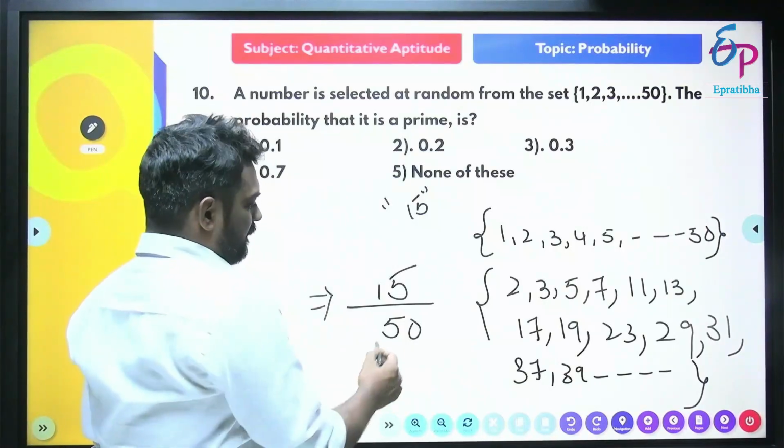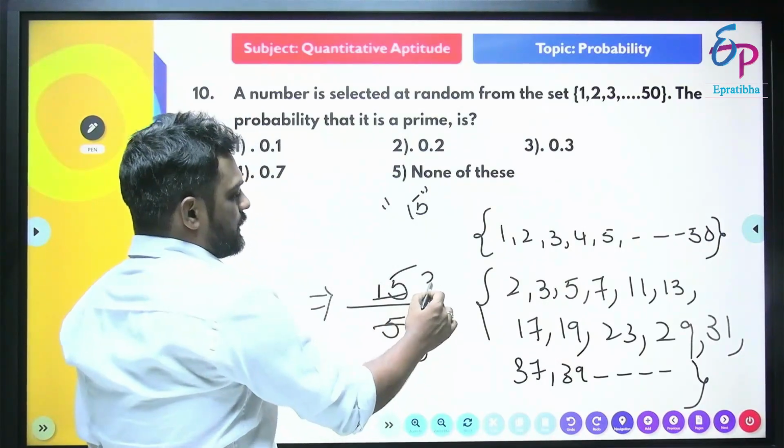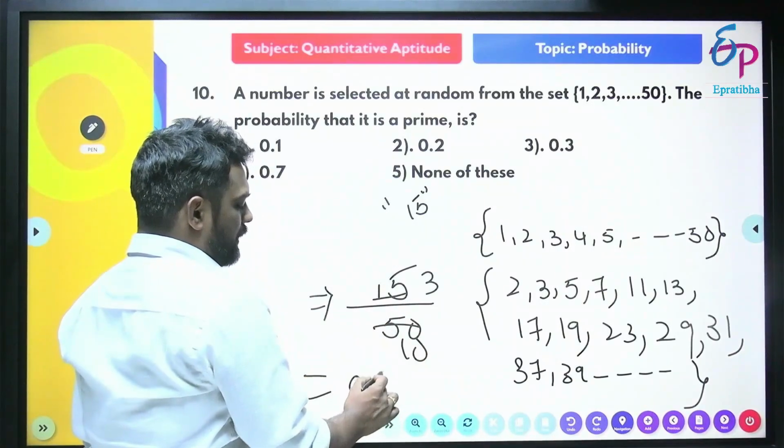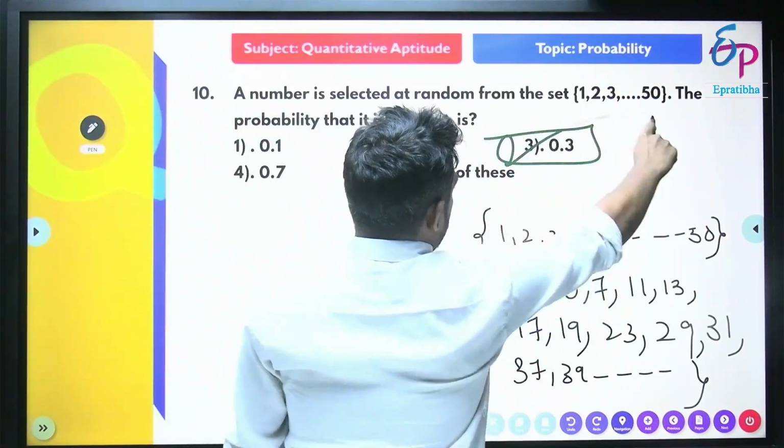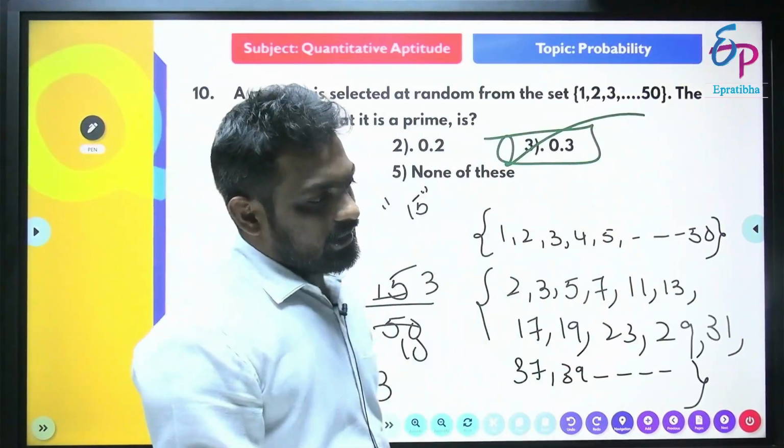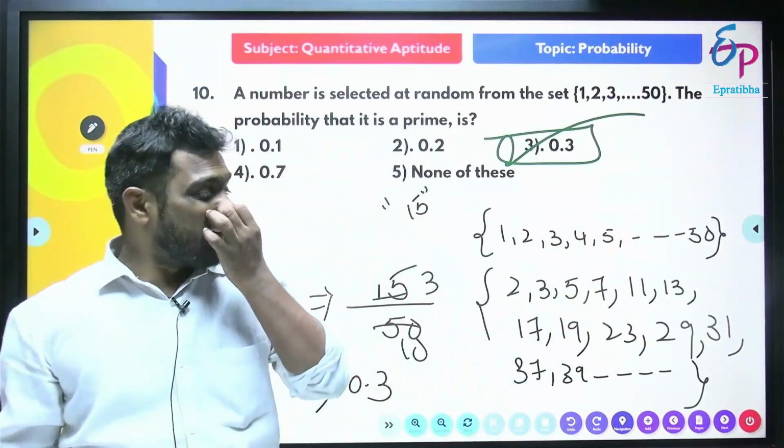So the probability is 15 out of 50. Five tens are 50 and five threes are 15, so it is 3 by 10. What exactly is the probability? It is 0.3. Where is the 0.3? Option 3 is 0.3. Option 3 should be the solution for the given question.